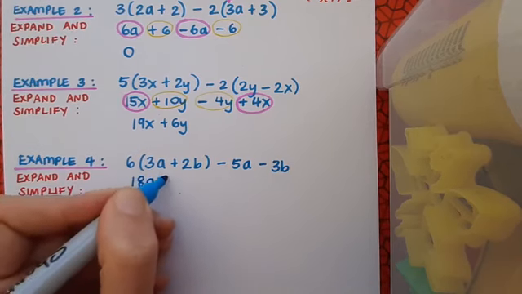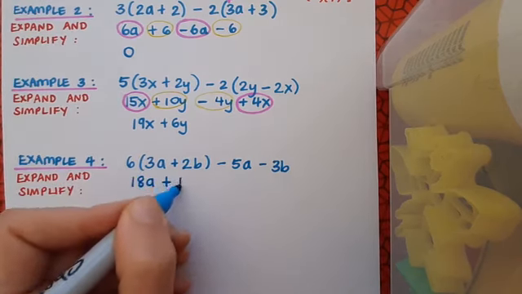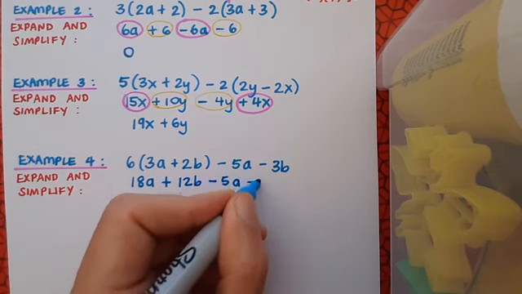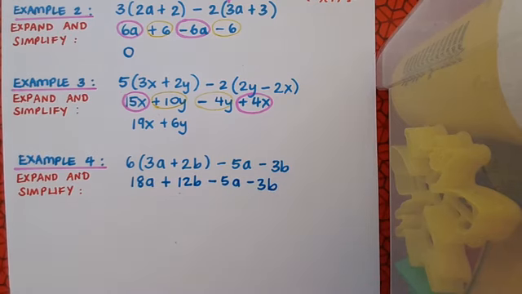18a, 6 by 2b is plus 12b, minus 5a, minus 3b. They're still part of the expression, they just didn't have anything to multiply by.